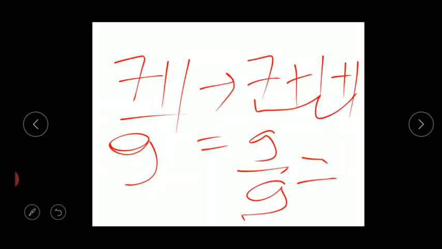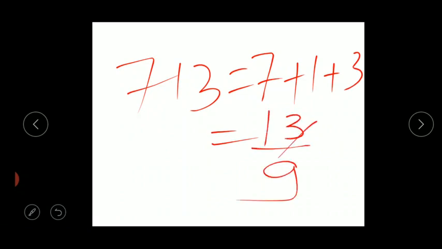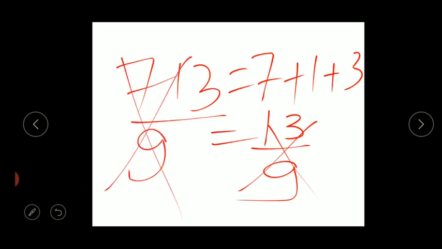So if this is divisible by 9, then yes, 711 is also divisible by 9. But suppose you have 713, now add 7 plus 1 plus 3. 7 plus 1 is 10, 10 plus 3 is 13. Now is it divisible by 9? No, right? So that's why 713 is not divisible by 9.